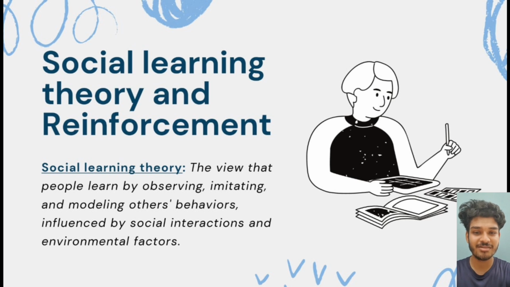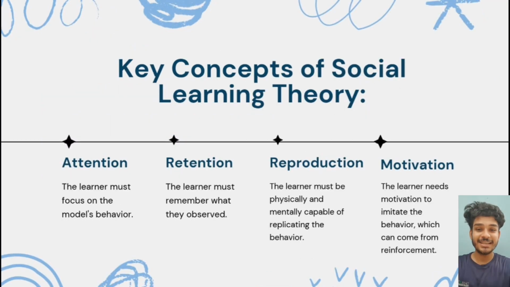Social learning theory means the view that people learn by observing, imitating and modeling others' behaviors, influenced by social interaction and environmental factors. There are four key concepts of social learning theory, which are attention, retention, reproduction and motivation.